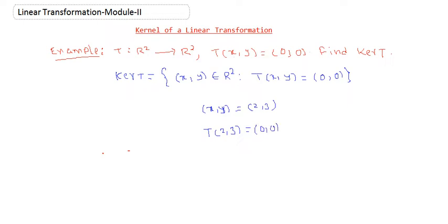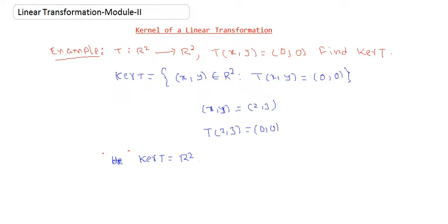So for any x, y real numbers, it always goes to (0, 0). So the kernel of T is the collection of all (x, y), because all (x, y) go to the vector (0, 0). The kernel of T is basically the whole of R2. Let me write it down: the kernel of T is the whole of R2, because every vector of R2 goes to the zero vector of R2.